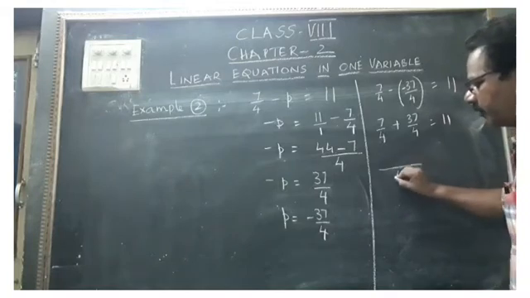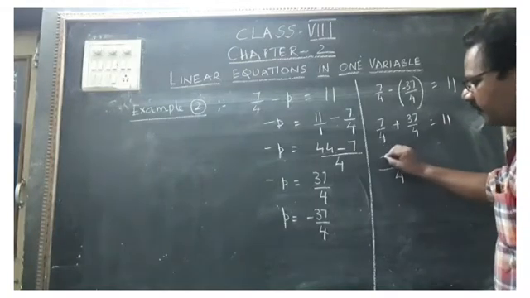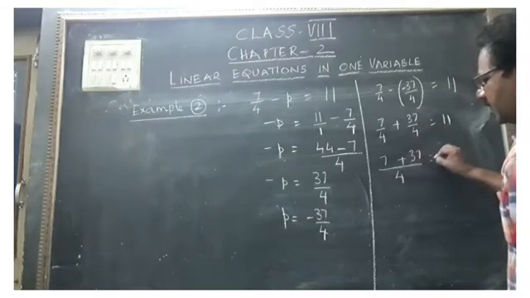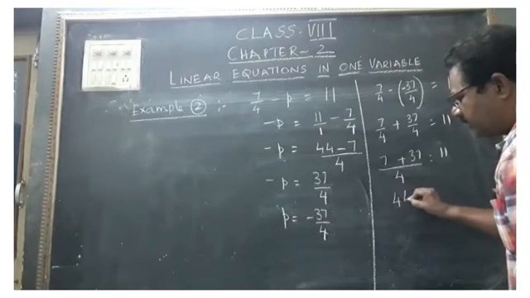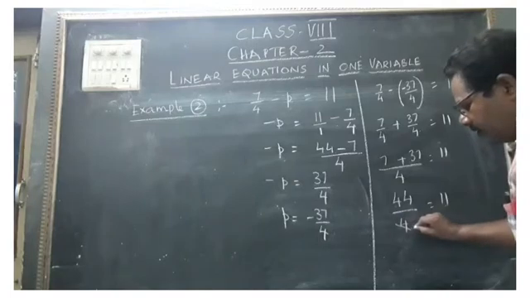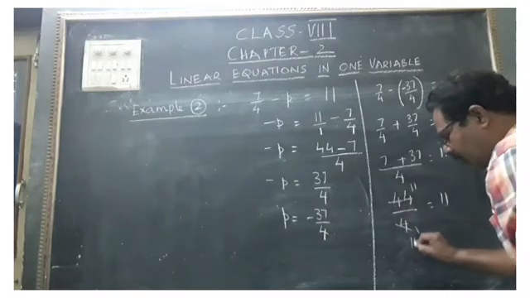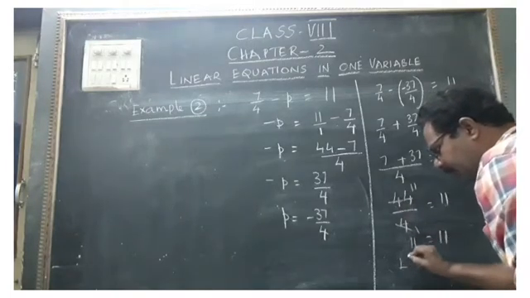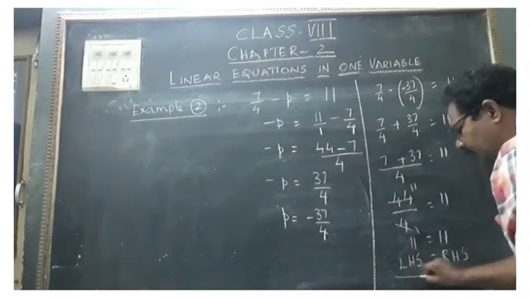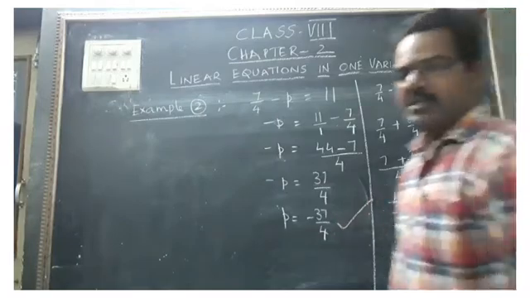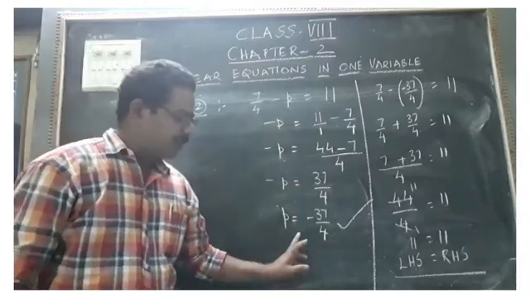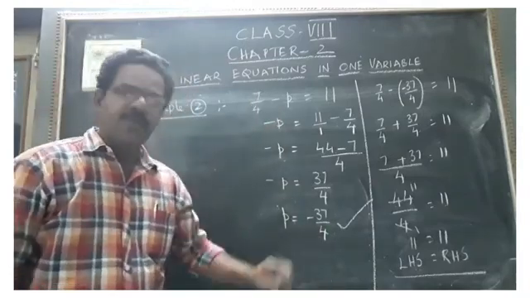For both fractions 4 is the LCM. 4 ones are 4, 7 ones are 7. 4 ones are 4, 37 ones are 37, is equal to 11. 37 plus 7 is equal to 44 by 4 is equal to 11. 4 elevens are 44. So 11 is equal to 11. That means LHS is equal to RHS. So we got the solution. p is equal to minus 37 by 4 is correct. The solution of the given equation is p is equal to minus 37 by 4.